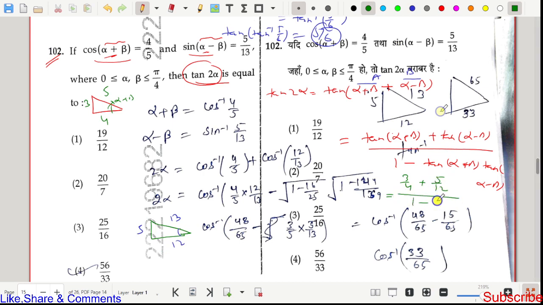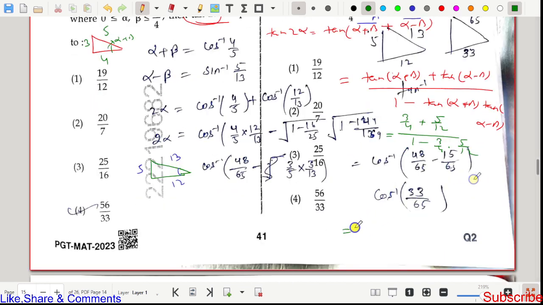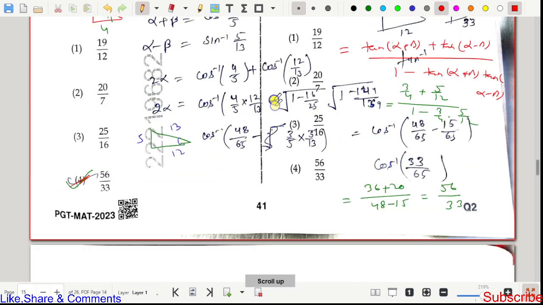Similarly in the denominator, 1 minus 3 by 4 into 5 by 12. Now simply solve it. So this will be 3 into 12 is 36 plus 20, divided by 48 minus 15. So this will be 56 by 33, with 3 and 3 cancelling. This will be the answer. Clear? So the fourth option is our correct answer. I hope you have understood, and this is the easiest way to solve. Very easy, not hard.